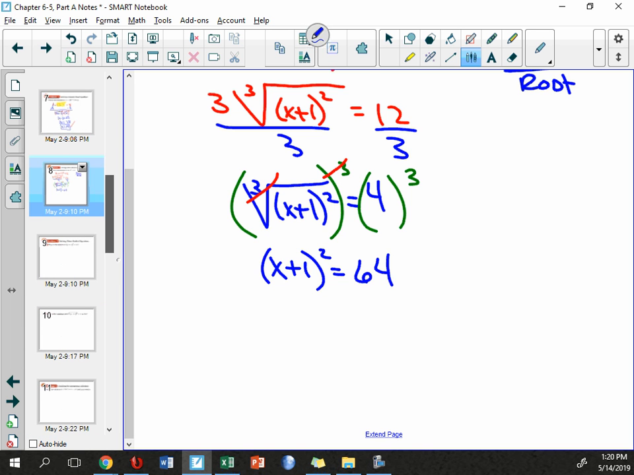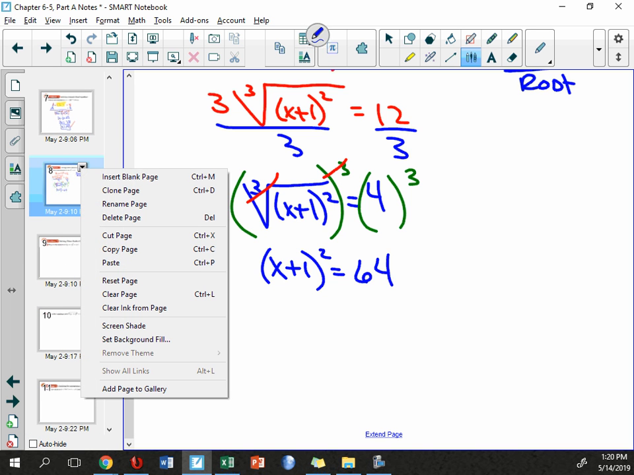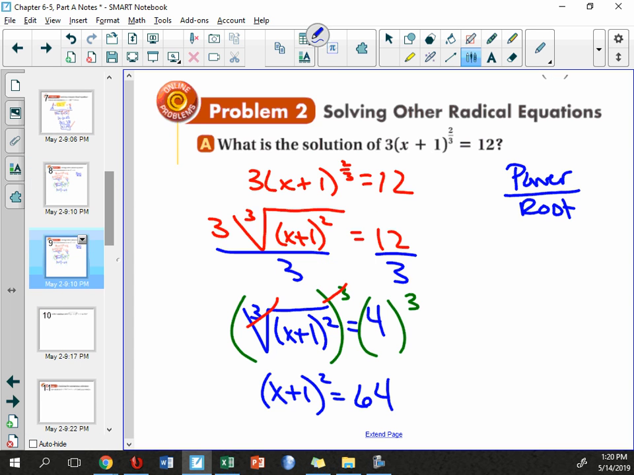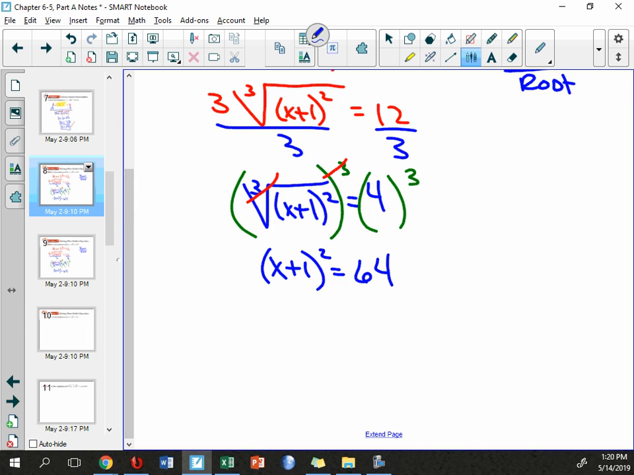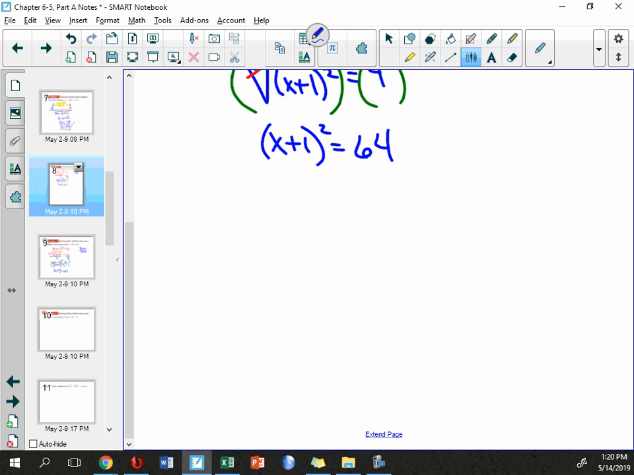Now, I'm going to clone this page because at this point, there are 2 ways that you can go about doing this problem. And neither way is more correct than the other. It just depends upon what your brain thinks to do. So I would like you to raise your hand and tell me what you would like to do next. Paul, what? How do I get rid of the power of 2?